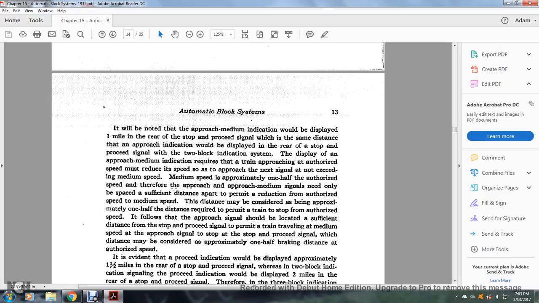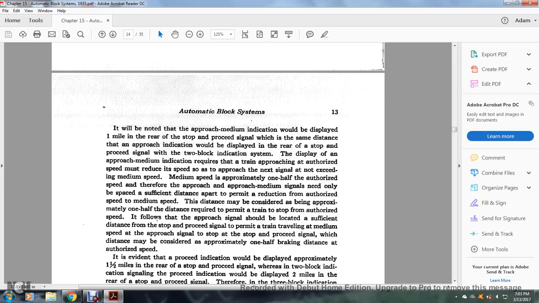The display of an approach medium indication requires the train approaching at the authorized speed to reduce speed to approach the next signal, not exceeding medium speed. Medium speed is approximately 1/2 of the authorized speed. Therefore the approach medium signal is not only spaced a sufficient distance apart, but permits reduction of the authorized speed to medium speed. The distance between may be considered approximately 1/2 of the distance required to permit the train to stop.